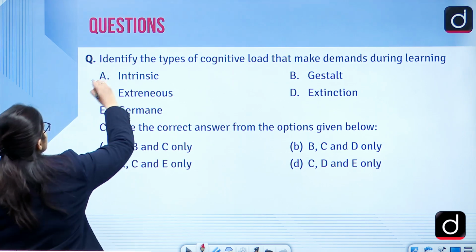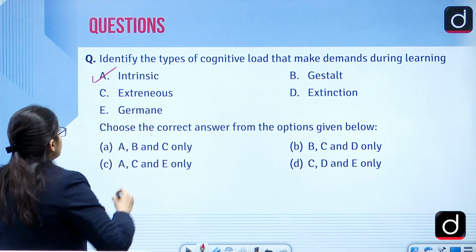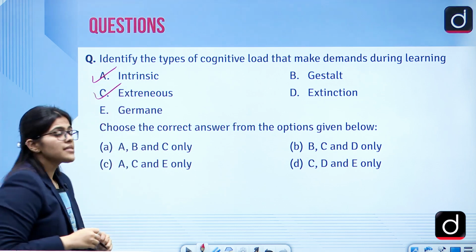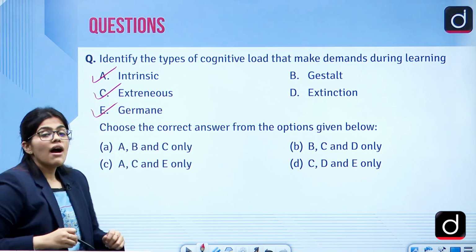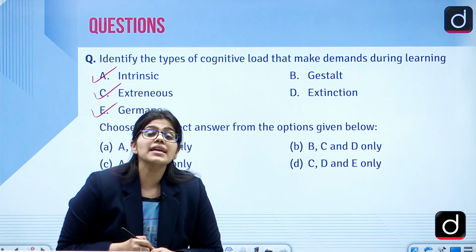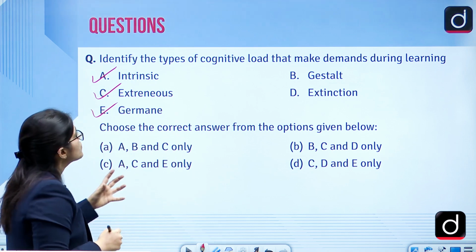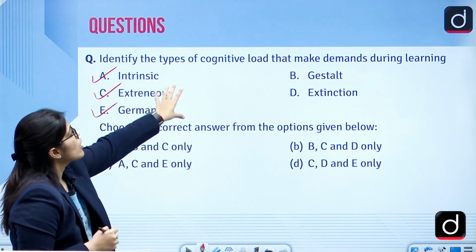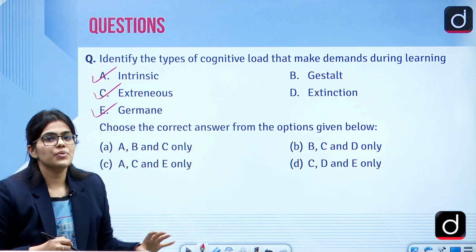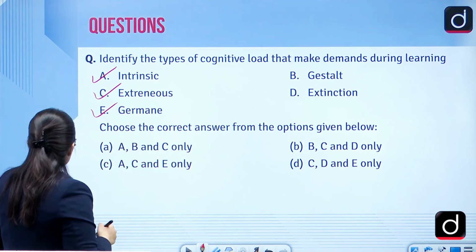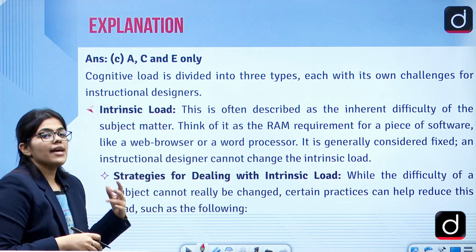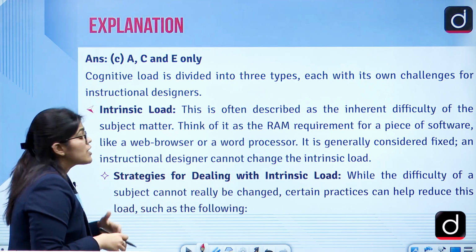That means intrinsic, extraneous, and germane are the right answers. These are the types of cognitive loads that we are looking at. Now let us see the explanation that I have for you.